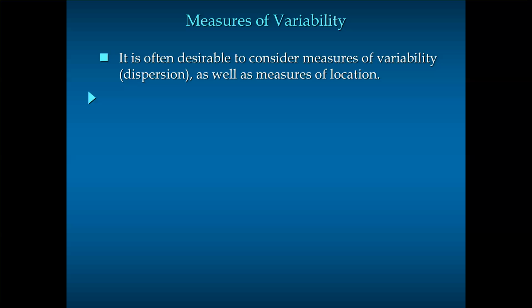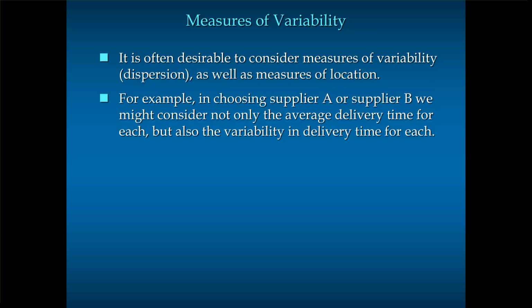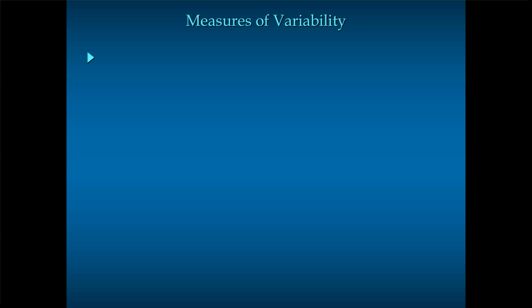The same idea applies to summarizing a data set. Once you know the central tendency and the value for variability, it is very easy to get an idea about the data set. So for example, in choosing supplier A or supplier B, we might consider not only the average delivery time for each, but also the variability in delivery time for each.